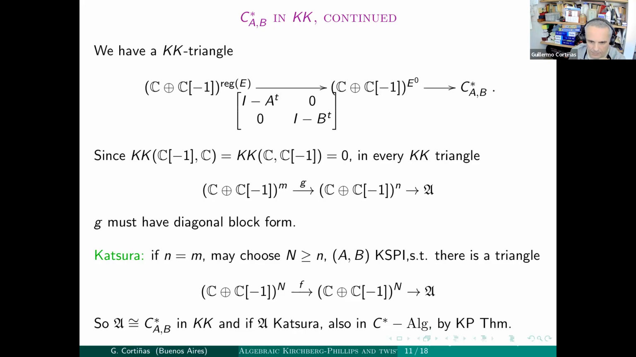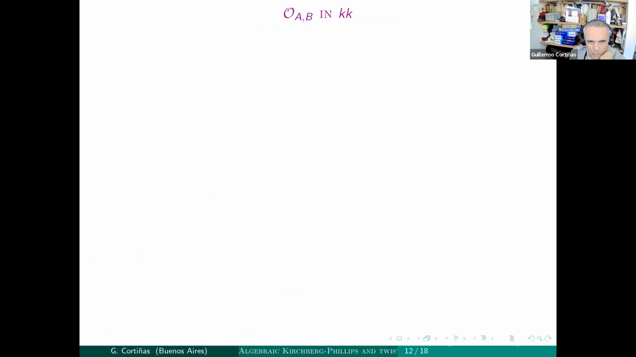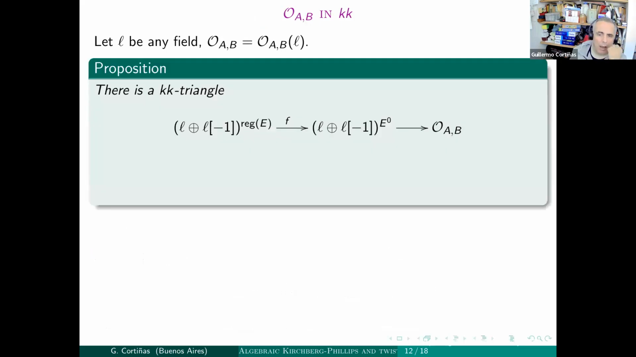Okay, so yeah. So what about algebraic KK? So out of respect, my algebraic KK is with lower case. This is indeed intentional. So I fix the field L and write OAB for the Katsura algebra over L. And the first thing one can show is that there is a KK triangle, just as the one we had before, coming from an analog of the Toeplitz extension we had before, where F has the same form as before, right?